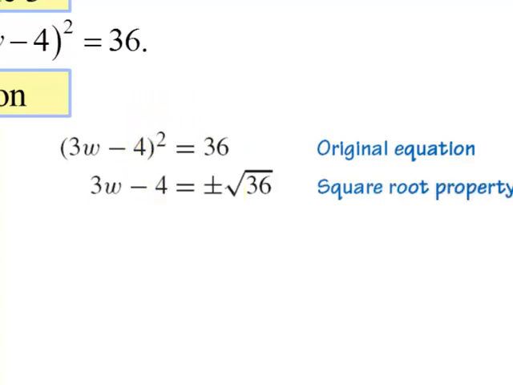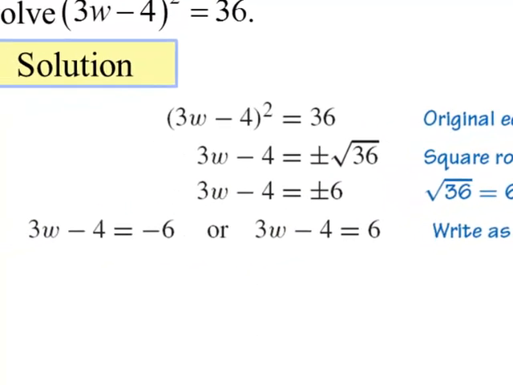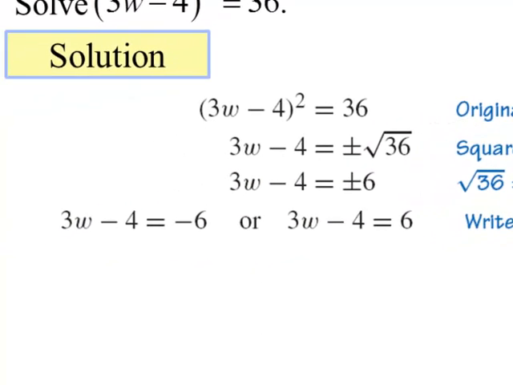So we take the square root of both sides, and using the square root property, we see that 3w - 4 equals plus or minus the square root of 36. The square root of 36 is 6, so we have 3w - 4 equals plus or minus 6. So we have two different equations: 3w - 4 = 6, and 3w - 4 = -6. So we solve both of them.